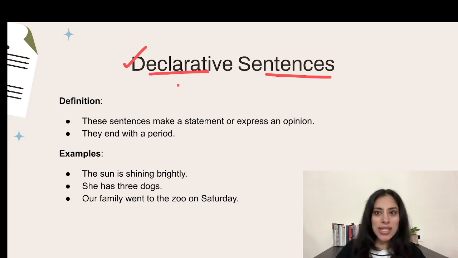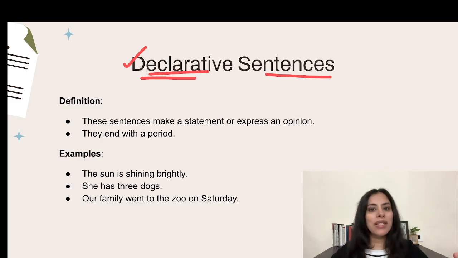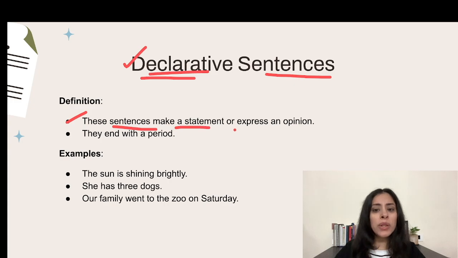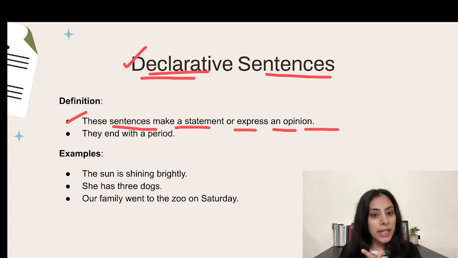As the name suggests, these are the sentences when you declare something, when you tell something to the other person. So, a very simple and easy definition. These sentences make a statement or express an opinion. You can include your facts, you can include your opinion, and you can include anything which is fairly regular and happens on a day-to-day basis. For example, the sun is shining brightly.